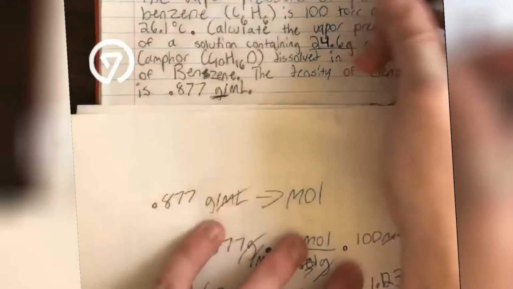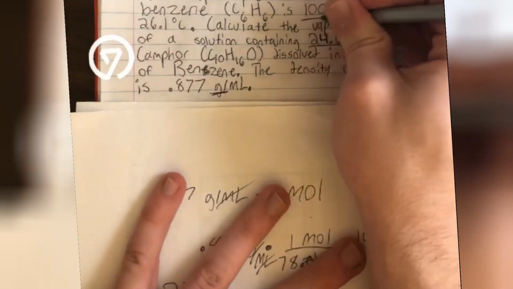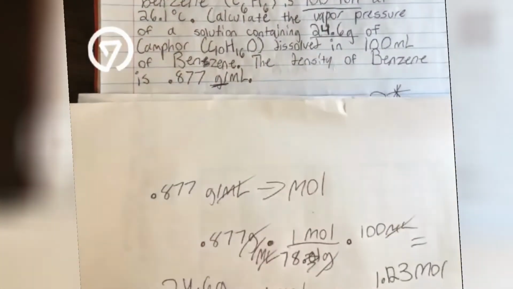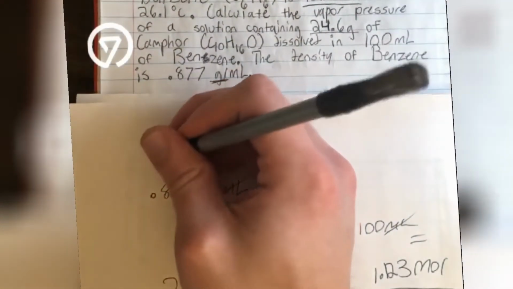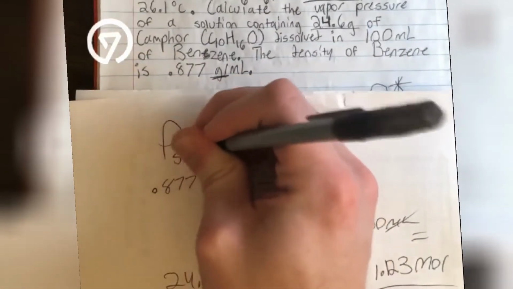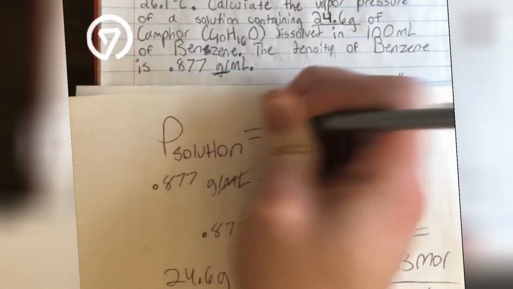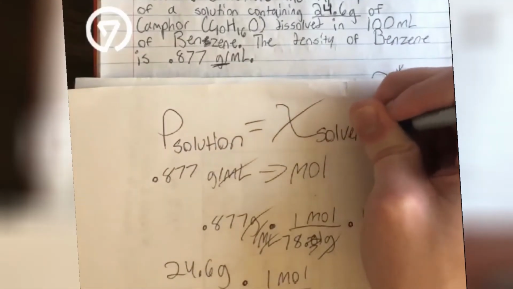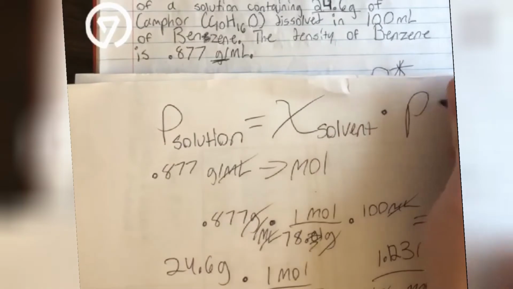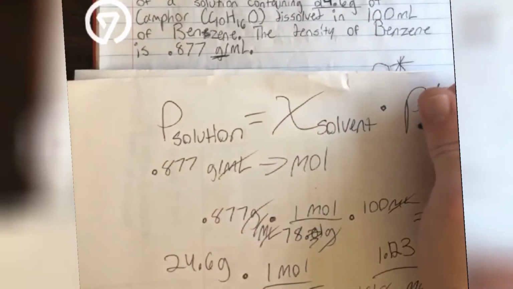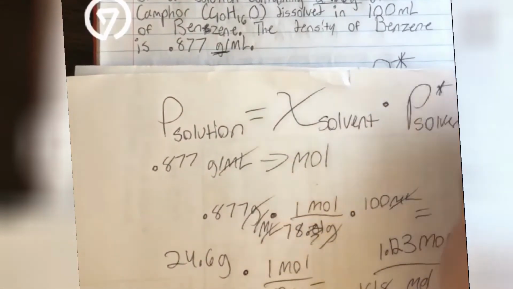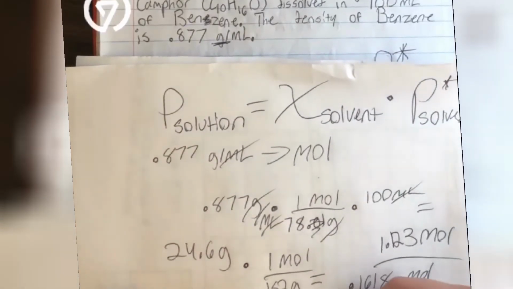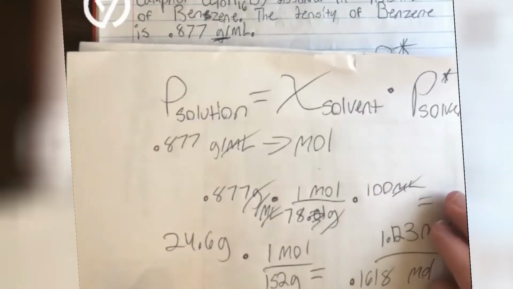So now we need the mole fraction of the solvent, right? I haven't even done the equation yet, sorry. So basically the equation for this is going to be P solution equals the mole fraction of the solvent times P starred, or P naught, of the solvent. So we have P naught of the solvent, and that's going to be 100 torr.